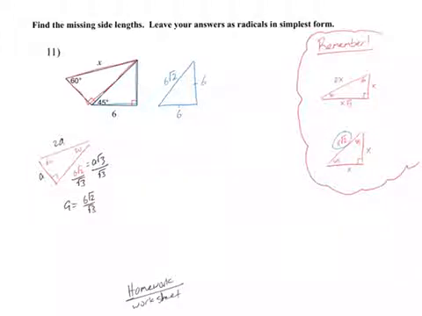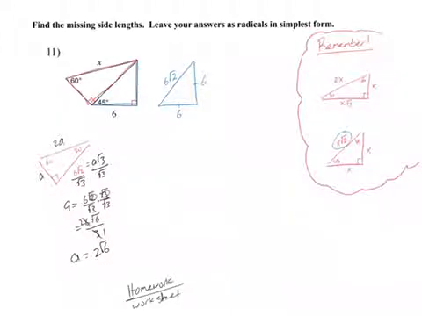But I don't want to leave radicals in the basement, right? No radical parties in the basement. So I'm going to multiply by square root of 3 over the square root of 3. The top is going to give me 6 square roots of 6, because 2 times 3 is 6. And the bottom is going to be the square root of 9, which is just 3. And then I can reduce: 3 goes into 3 one time, 3 goes into 6 two times. So a is going to equal 2 square roots of 6.